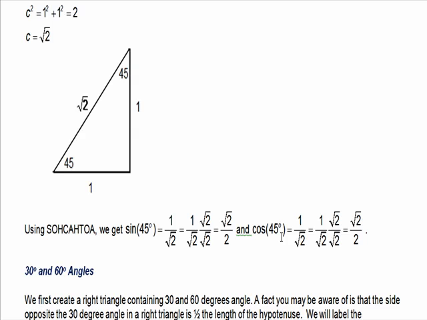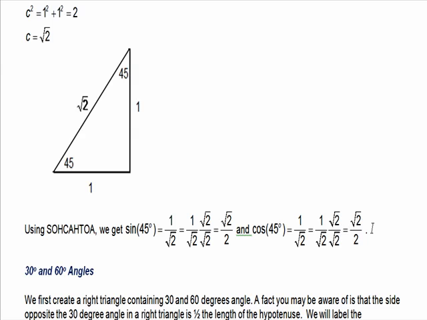Cosine of 45 degrees, similar idea. Remember, cosine is adjacent over hypotenuse. So if I look at my 45-degree angle, the adjacent side would be 1. The hypotenuse is still root 2, so I get 1 over root 2. And if I rationalize as I did before, that gives me the square root of 2 over 2.